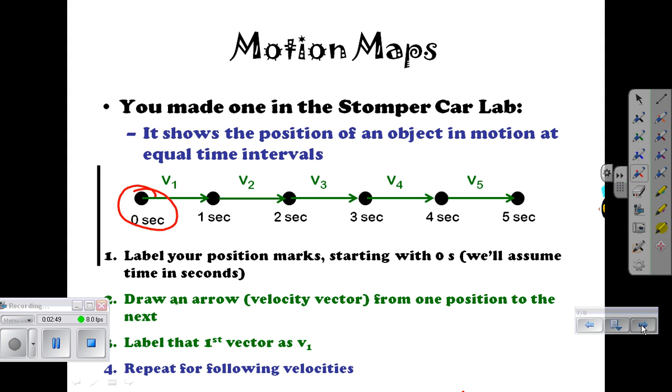However, labeling the arrows is going to get cluttered. It's going to start cluttering up the motion maps, and so we're not going to really worry about the labels for the arrows, but I will care about the arrows.